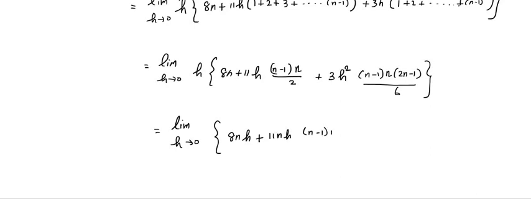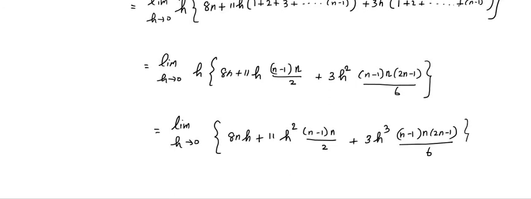N minus 1 n by 2. Sorry, not nh here. Already we have h here. Therefore, this becomes 11 h square n minus 1 n by 2 plus, if I bring this h here, this becomes 3 h cube n minus 1 into n into 2n minus 1 by 6. Yes. Hope you follow this.